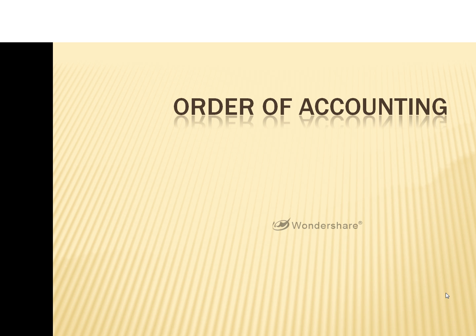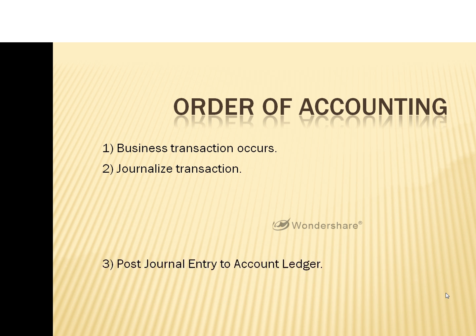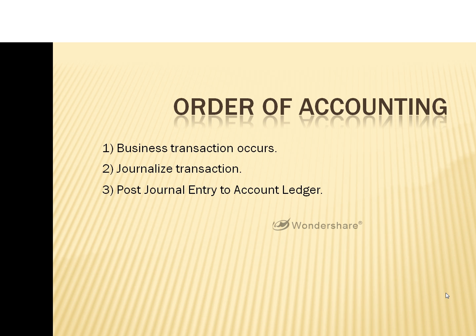Now, as we talk about the order of accounting and the way things need to be done, we first have to have a business transaction occur. That would be the purchasing of land or the receiving of cash from the common stockholders or the shareholders. Next, we have to journalize the transaction, which is just what we did. We showed you how to journalize each transaction properly. Then we take this journalized transaction and we post the journal entry to the account ledger.